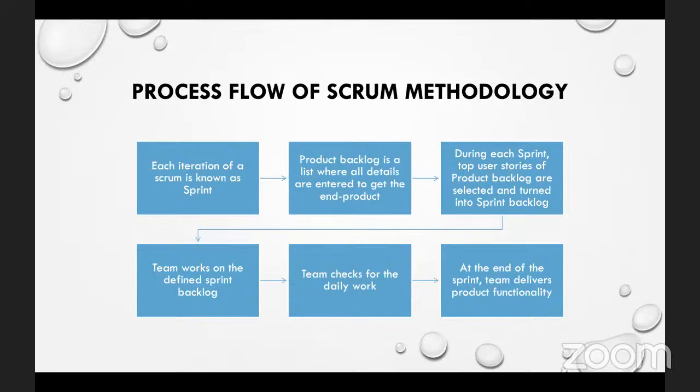So at the end of the day, when we are able to finish all the stories that you have populated over there, then we have what? An end product, right? We have a platform. During each sprint, top user stories of the product backlog are selected and are turned into sprint backlog. So here, we're talking about sprint backlog.